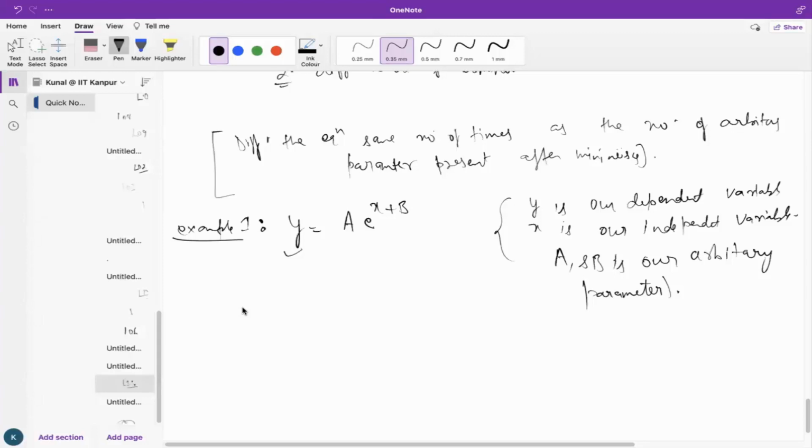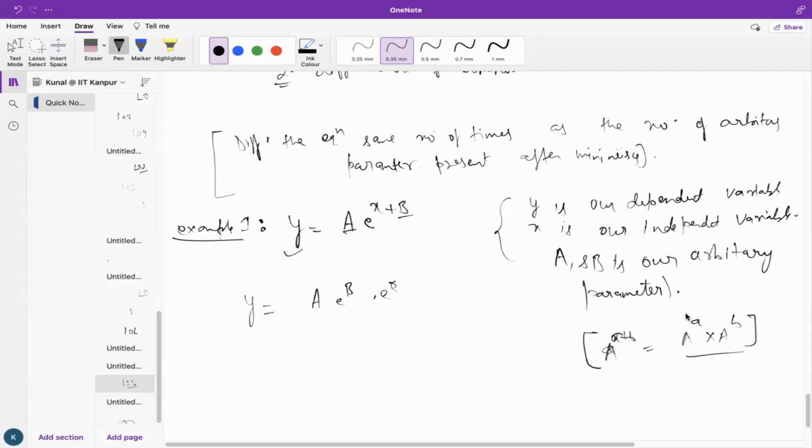And then what you have to do is just differentiate, and you get the favorable differential equation. So there are basically two arbitrary parameters. So I can write it as a e to the power b into e to the power x. We are just using a basic exponential property, like a to the power x plus b is nothing but a to the power x into a to the power b. I hope you are aware of this basic property of exponents.